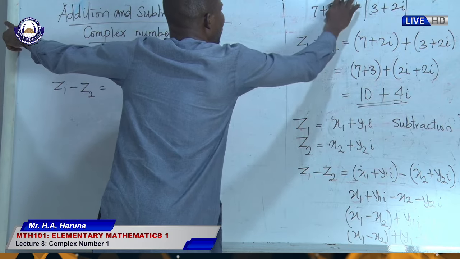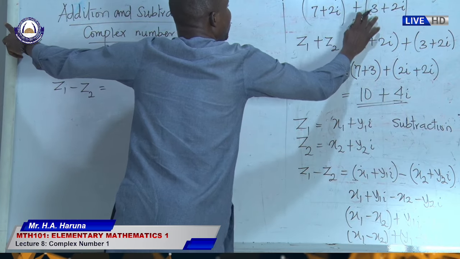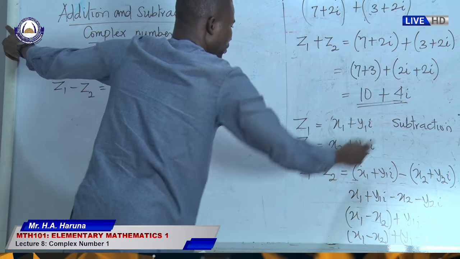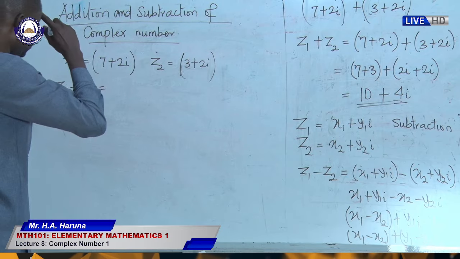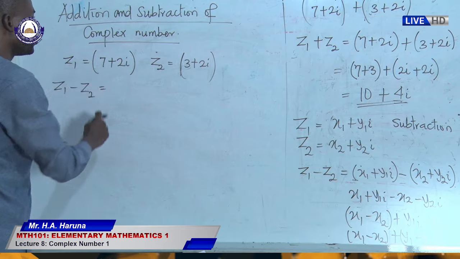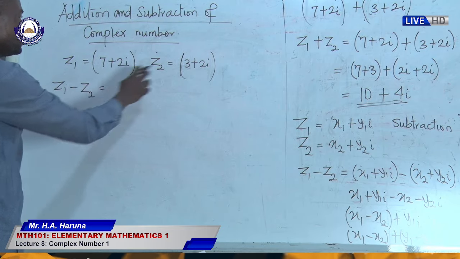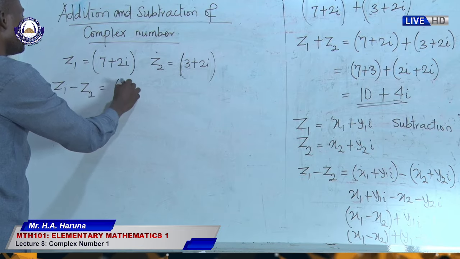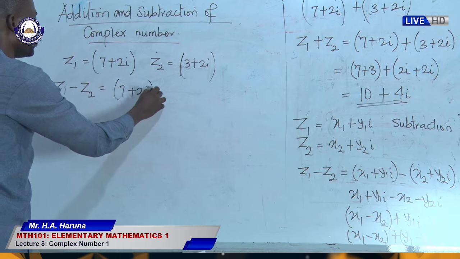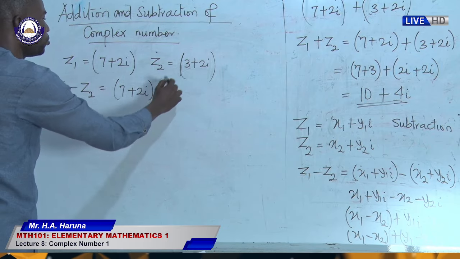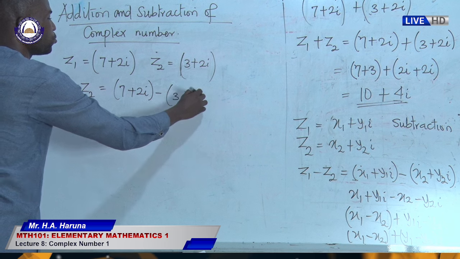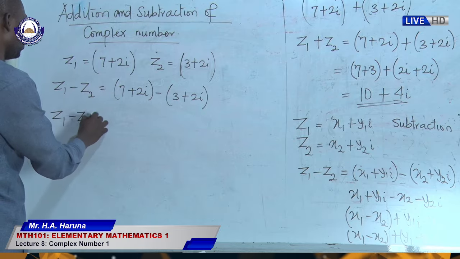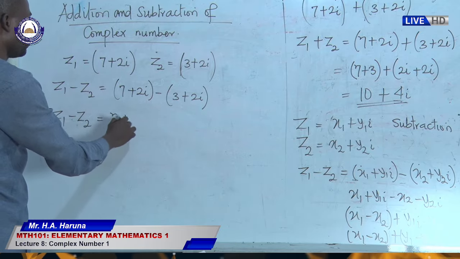Change all of this to brackets. You will see that I've been using brackets, so you can proceed. The first one is Z1, followed by Z2. We can open a bigger bracket for them to say 7 plus 2i minus the negative sign here, which is Z2, 3 plus 2i. So Z1 minus Z2 equals 7 plus 2i.